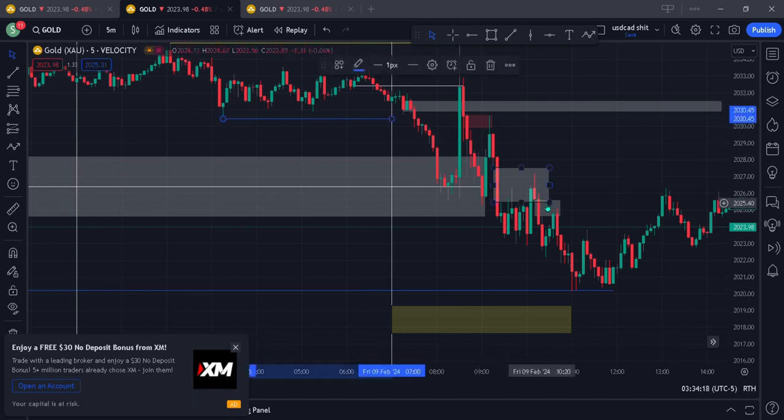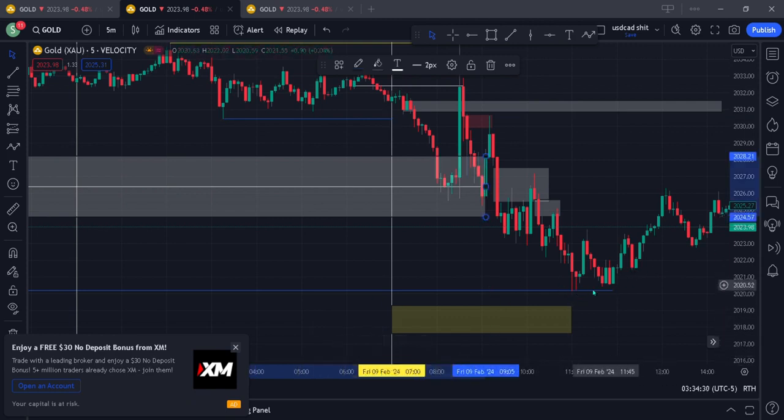We've taken out the low already. We are still going down. We've taken out the breaker and we've filled up this fair value gap, but we still have a previous day's low, which is right there for the taking. It just hit it. Like it just hit it. Hence why I'm saying never be greedy.